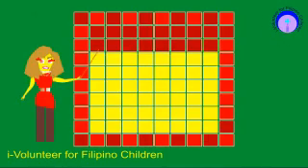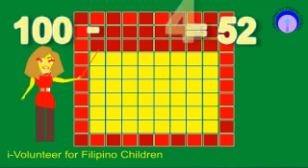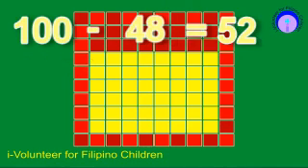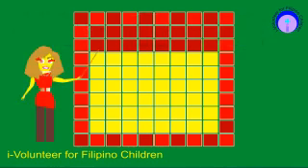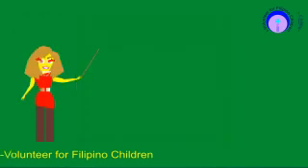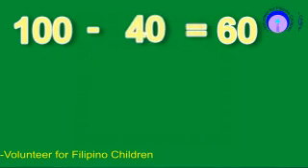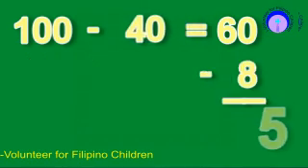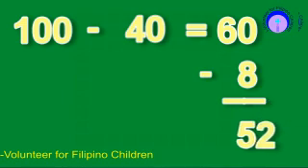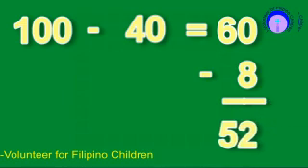Ngayon naman ay hahanapin natin ang red blocks. 100 minus 48 is equal to 52. Subtraction is also done in 2 steps. 100 minus 40 is equal to 60. 60 minus 8 is equal to 52. Therefore, the total number of red blocks is 52.